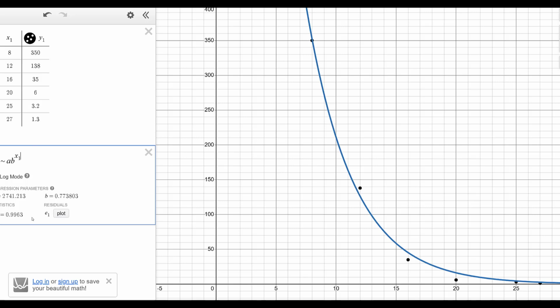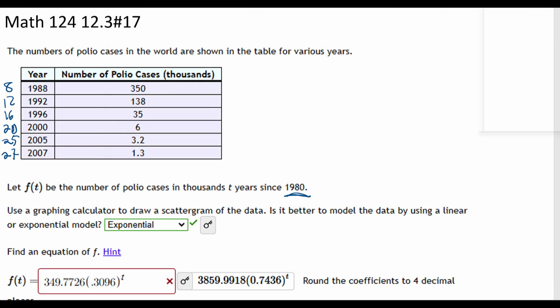And that's a pretty good curve. Yeah, that's off and that's off and it's a little off, but this R value is really good. They're telling us that A equals 2741.213 times B to the 0.773803 to the x power. Let me drag this out of the way. I can still see that on my next screen.